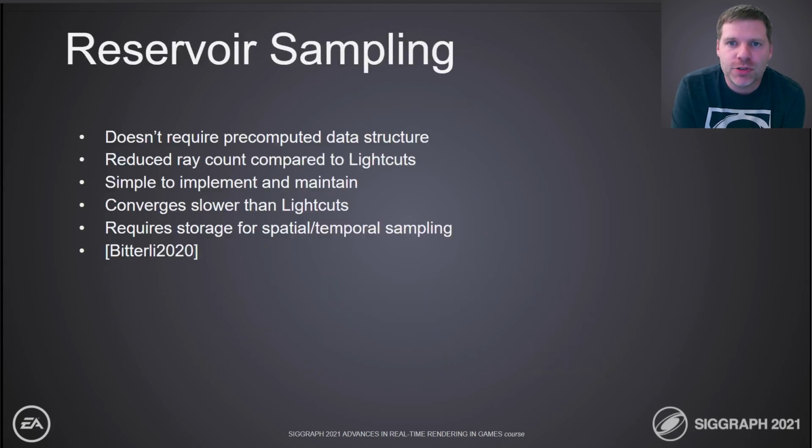Another light sampling solution we've investigated is reservoir sampling, based on the ReSTIR research by NVIDIA. Unlike Lightcuts, reservoir sampling requires no pre-computed data structure for the lights. Also, another benefit is that it only requires 1 ray per chosen sample, which makes it cheaper on consoles compared to our implementation of stochastic Lightcuts.